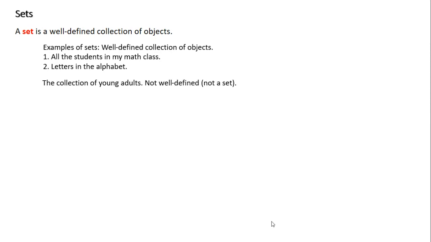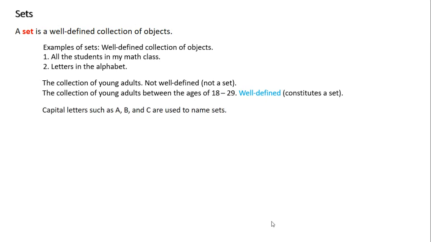If I were to say, I want to find a collection of young adults, well, this is not a well-defined set. To better define it, it would be young adults between the ages of 12 and 13, something like that. But just young adults is too broad, not well defined. Then he has an example of how to better define it: we want to look at young adults between the ages of 18 and 29. This constitutes a set.